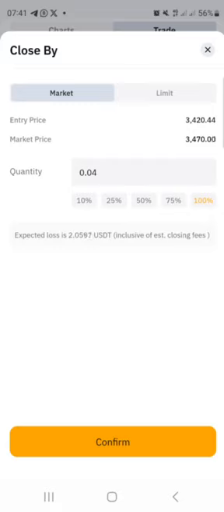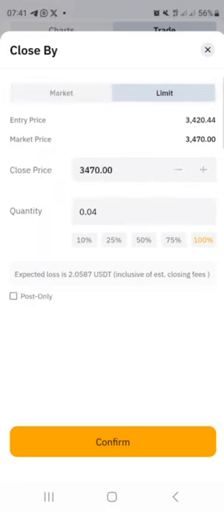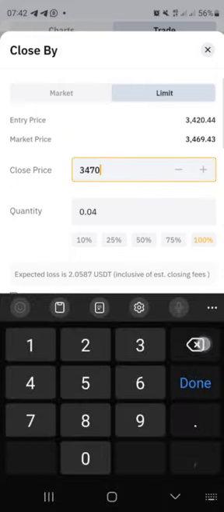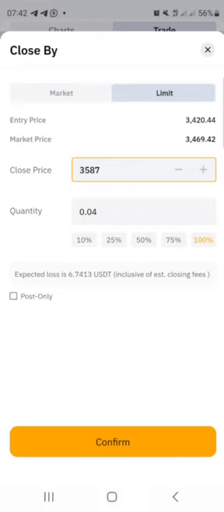But if you want to automate it, you're going to click on limit. Maybe you are not going to be with your phone and you want price to take out a partial profit when it gets to your TP1 without you being on your phone. So you go to the close price, you input your TP1, whatever it might be, maybe 3, 5. It tells you, okay, this is the expected profit you're going to get. You can see it below here, 6.7413 and all that.